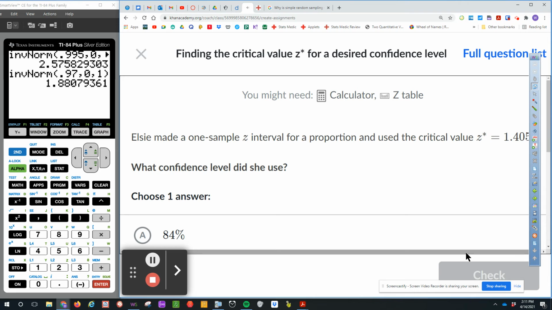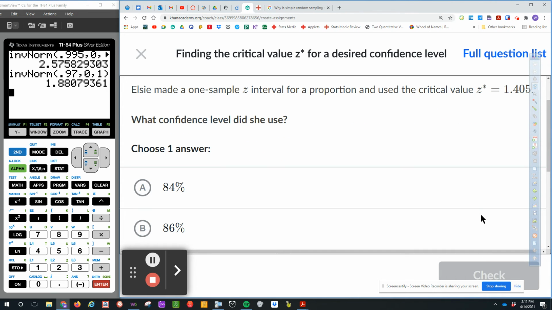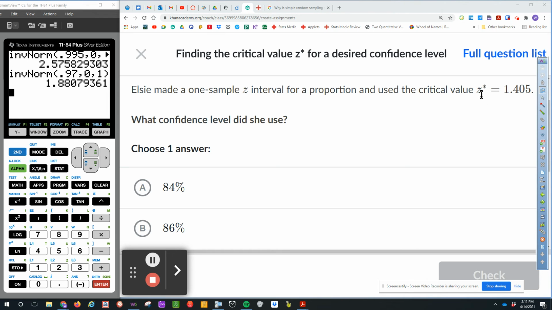Okay, one more. Oh, I need a tissue. Elise, I hope this is pronounced Elise. Elise made a one sample Z interval for proportion and used the critical value of 1.405. So they give you the critical value. They give you Z star. That's a critical value. So what confidence level did she use?